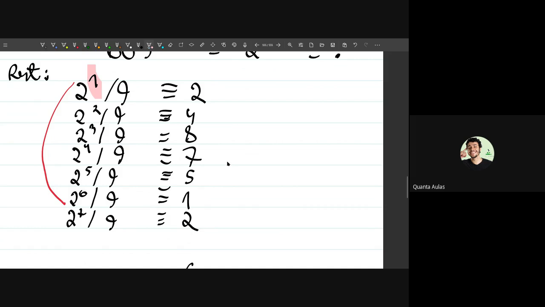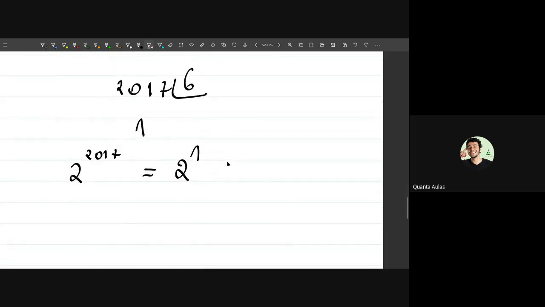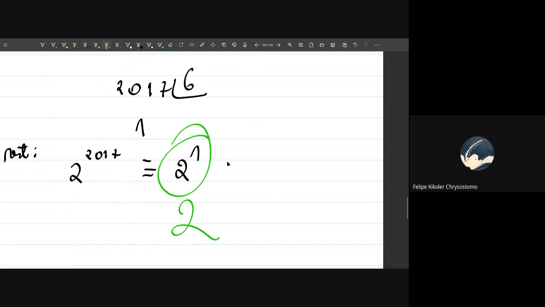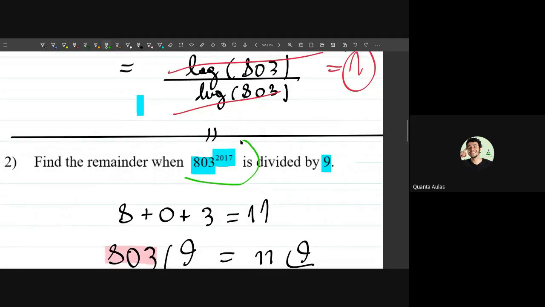The numbers are different, but the mod, the remainder, is the same. We are talking about remainders. The remainder of this is the same as the remainder of this. In other words, 2. The remainder of this is 2 when we are dividing by 9. So the answer is 2. In other words, the remainder of this number divided by 9 is 2.